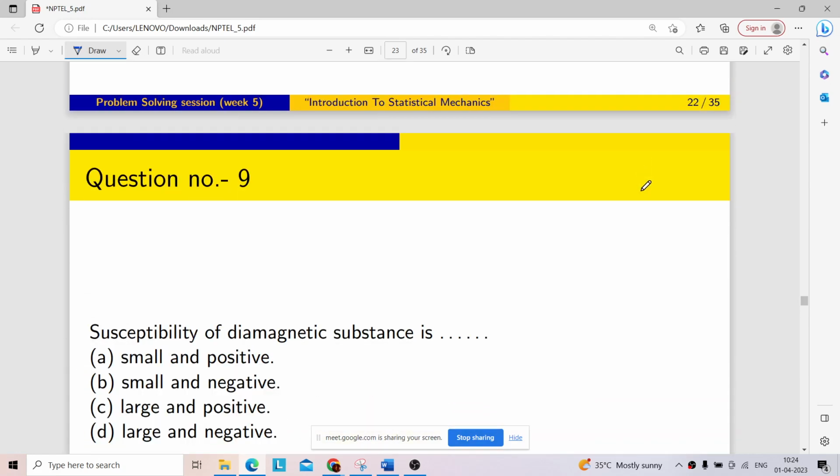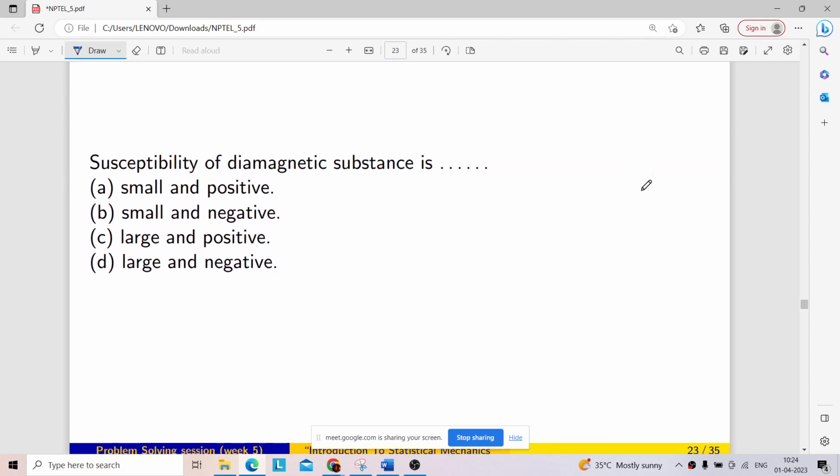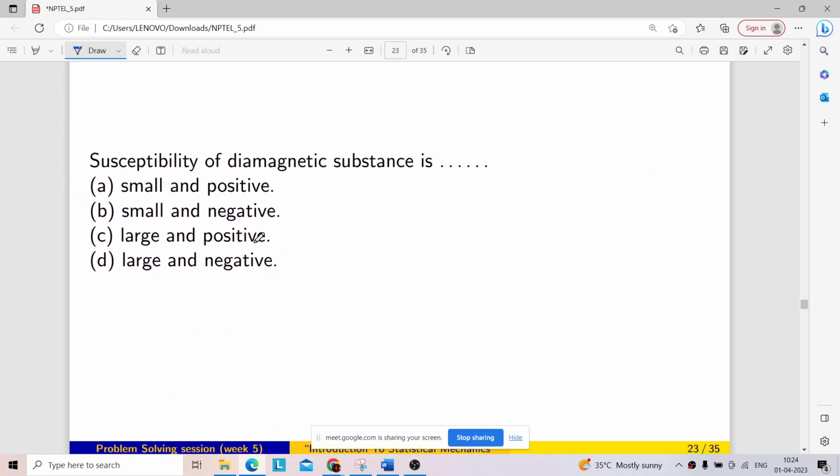Okay. The next question is: the susceptibility of a diamagnetic substance is this: small positive, small negative, large positive, or large negative. So what is susceptibility? This is the ability of the material to magnetize due to the response to an applied external magnetic field.